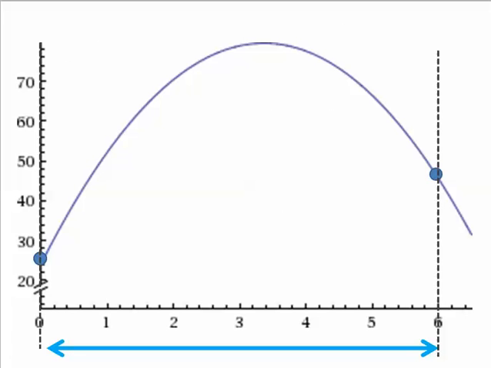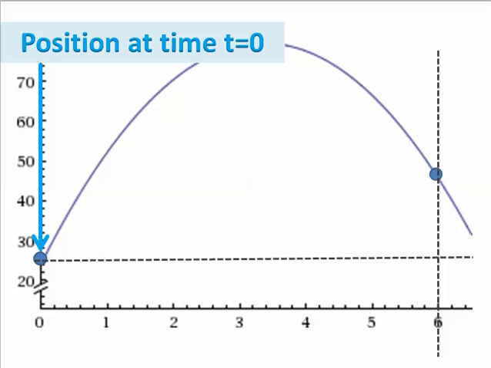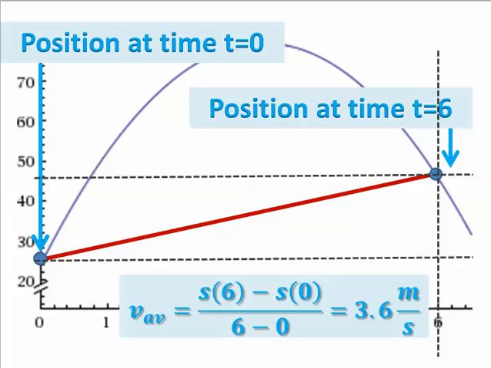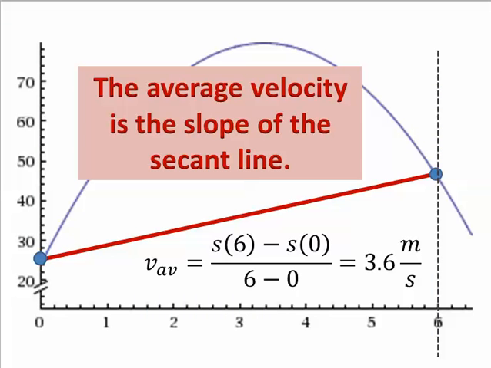So for the time interval from 0 to 6, my position at time 0 is 24. And my position at time t equals 6, we actually didn't calculate that. It looks like it's about 45. And the average velocity is 3.6 meters per second. I'd like to point out that the average velocity that we just found is the slope of the secant line connecting the points where t equals 0 and t equals 6.